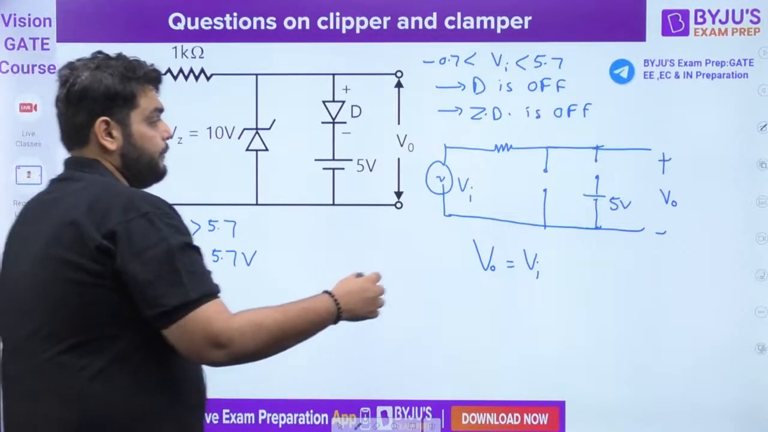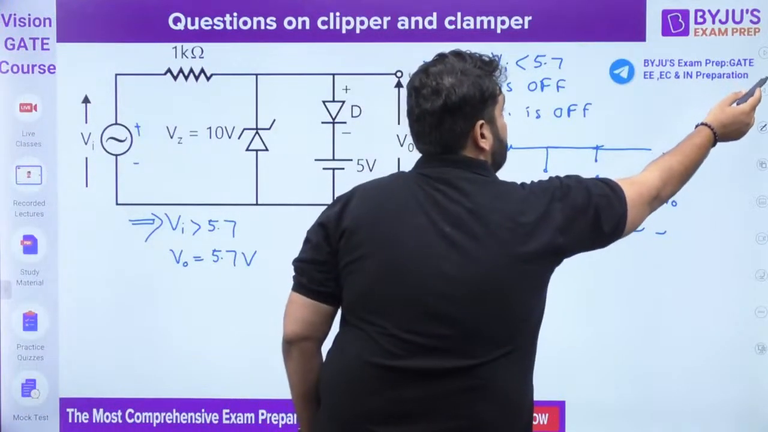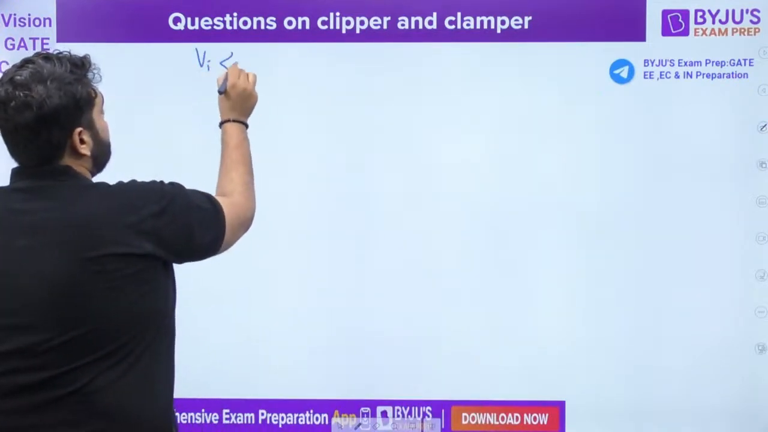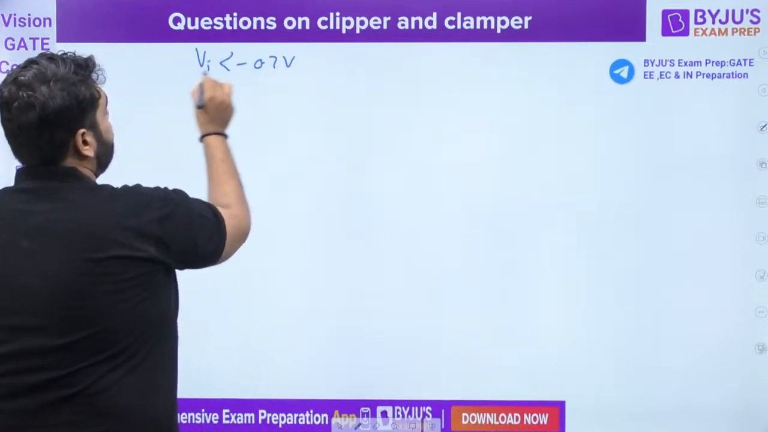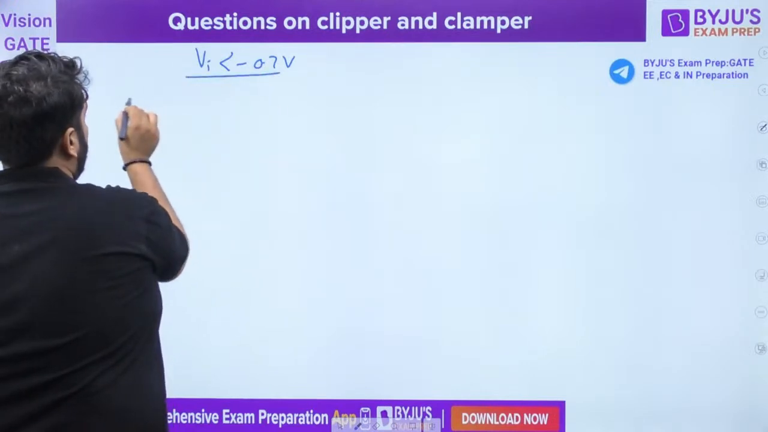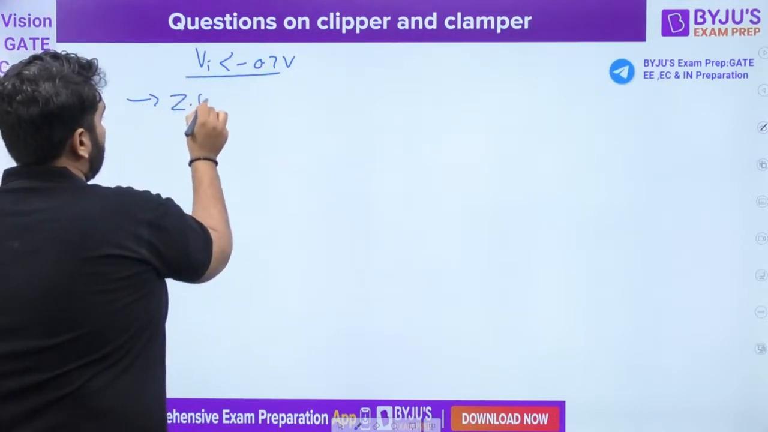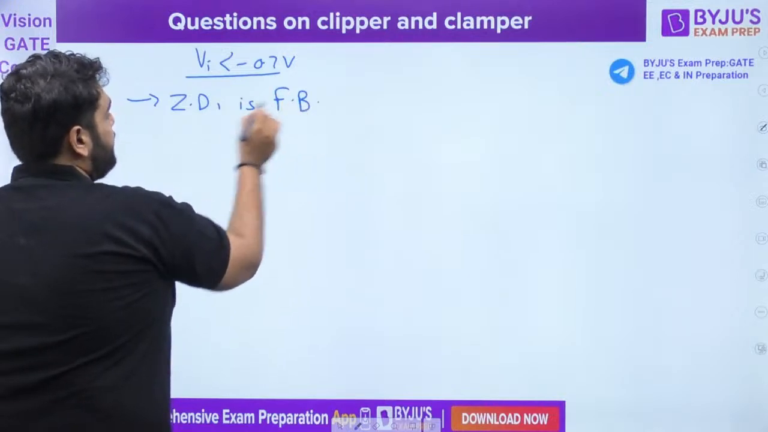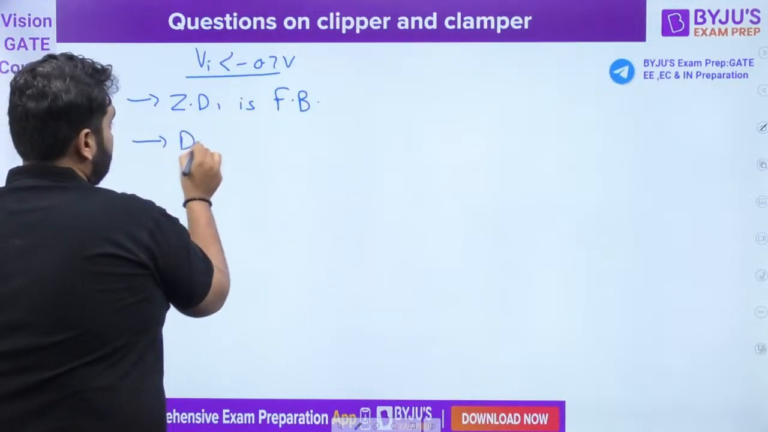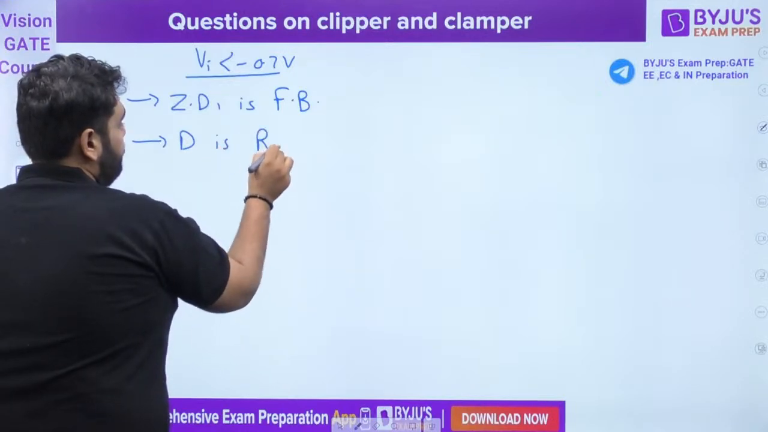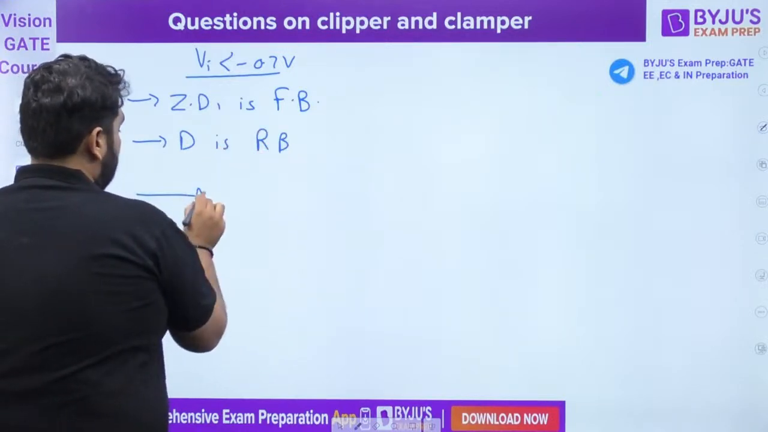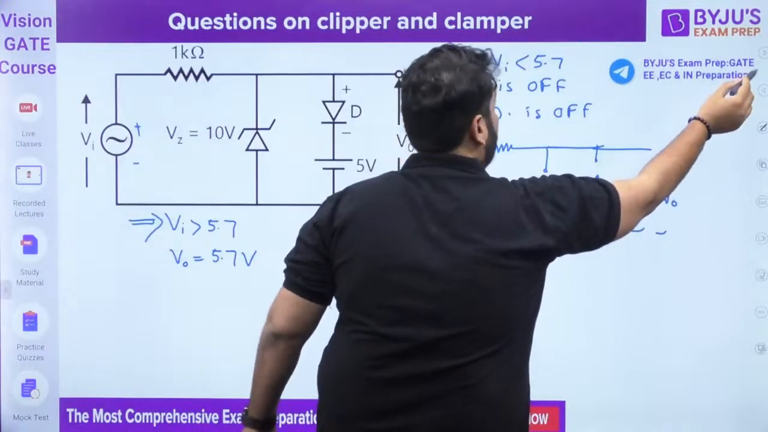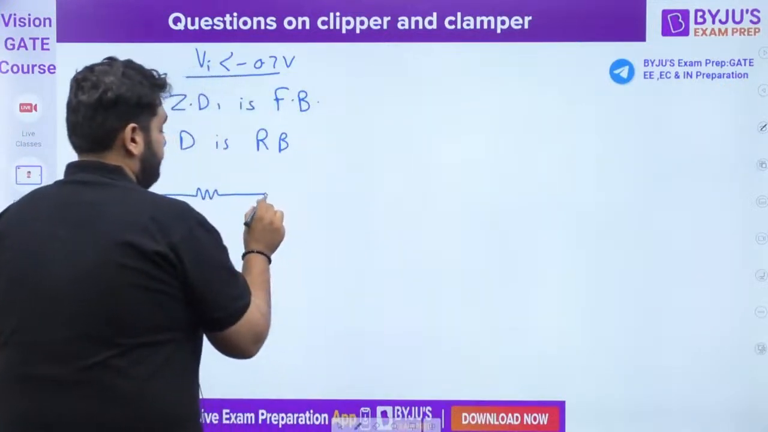Okay. Next region. When input is less than minus 0.7, in this region, what will happen? Zener diode is forward biased. But the normal diode D will be reverse biased. So the circuit will be like this. We have a Zener diode here.